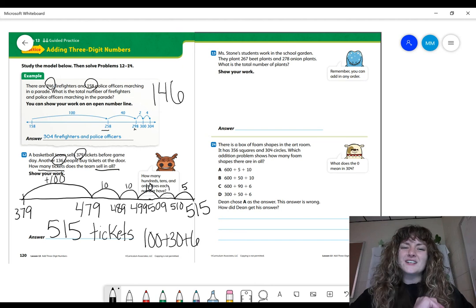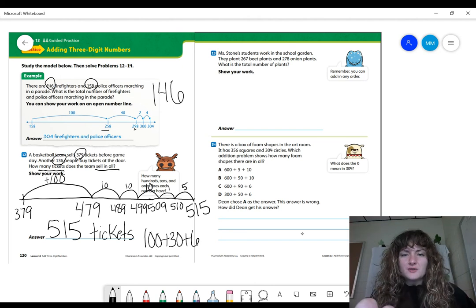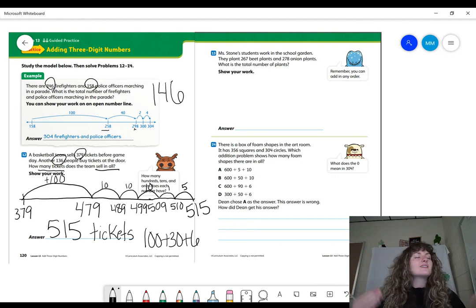All right, let's go to number 13. It says Miss Stone's students work in the school garden. They plant 267 beet plants and 278 onion plants. What is the total number of plants? You smarties already know. We're going to read it again.